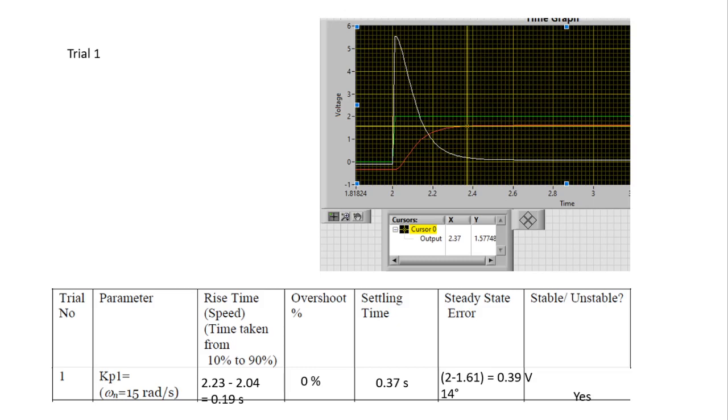When you look at the table in the back, you're supposed to fill out this table for various values of KP. KP equals, I don't know what happened to it. What was KP? 2.8 something, right? So when I put KP equals 2.8 something, that's trial number one. So what's the rise time, overshoot, settling time, steady state error, and stable or unstable? Well, first of all, this is stable. Why? Because it was able to go to some steady state position, right?